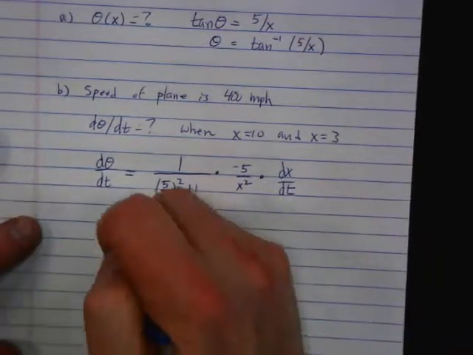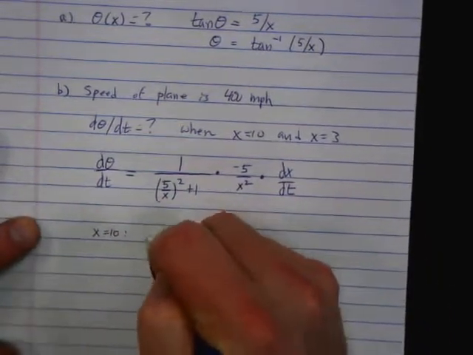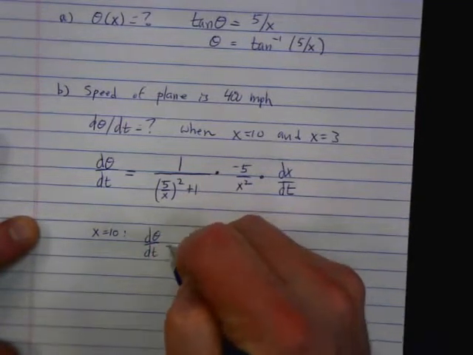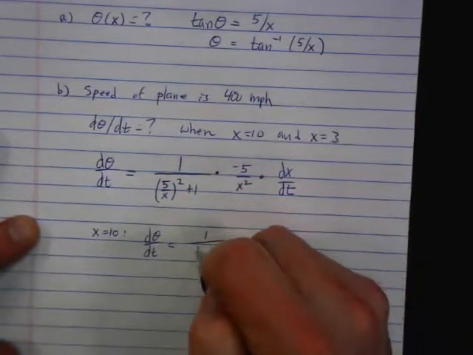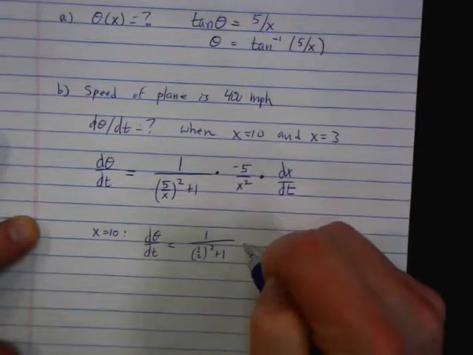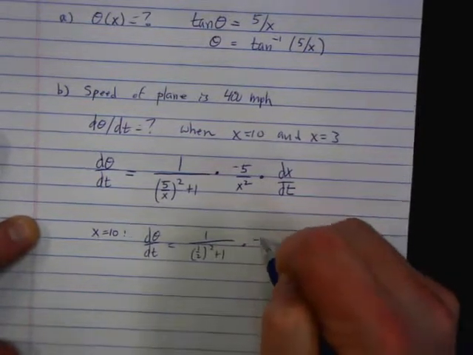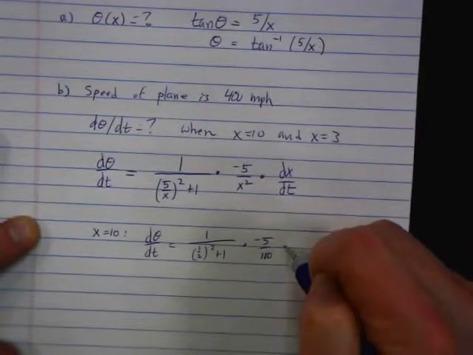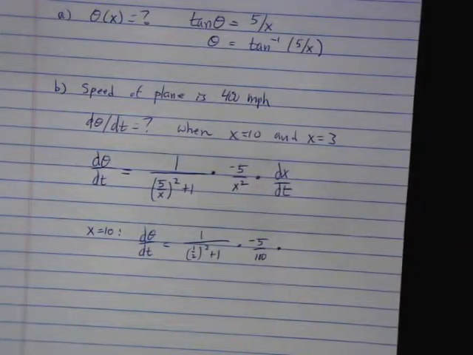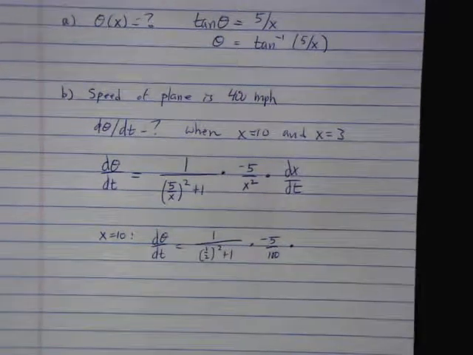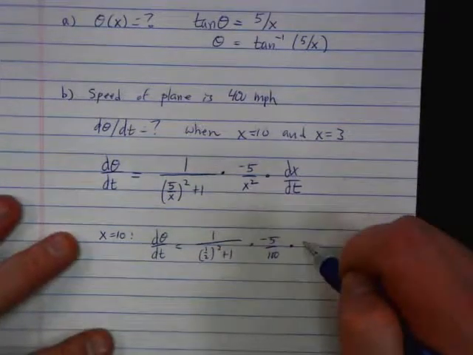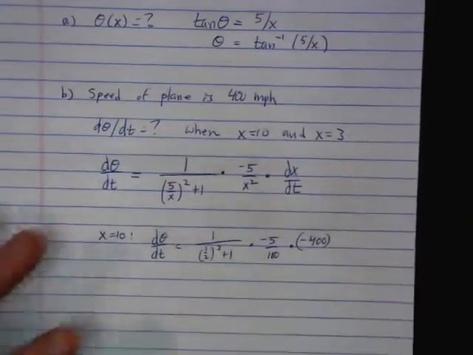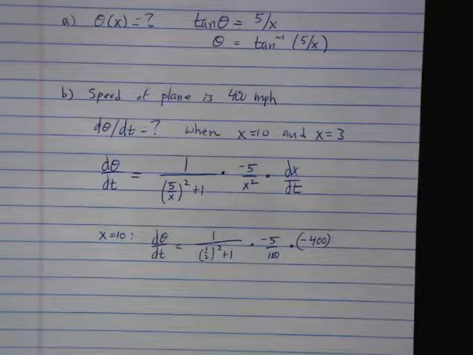So when x equals 10, d theta dt is 1 over (1/2) squared plus 1 times negative 5 over 100 times, what's dx dt? Negative 400. Why negative 400? Because it's flying towards the observer. The distance is getting shorter. The distance is decreasing. So the derivative is negative.